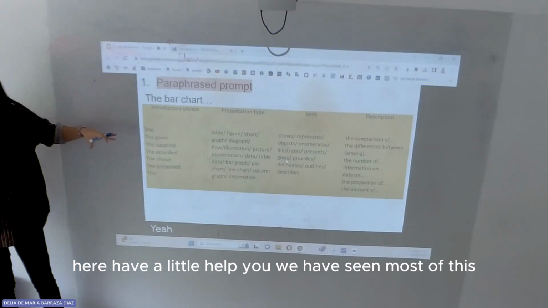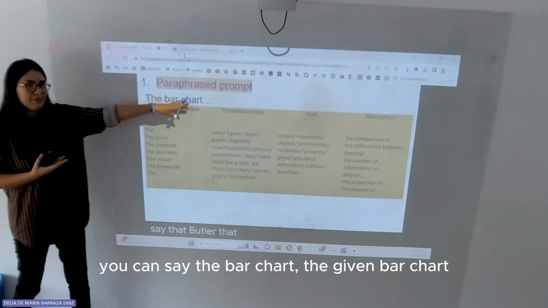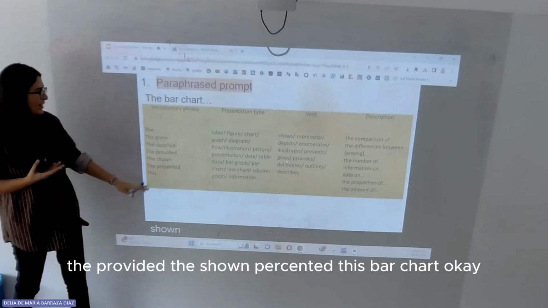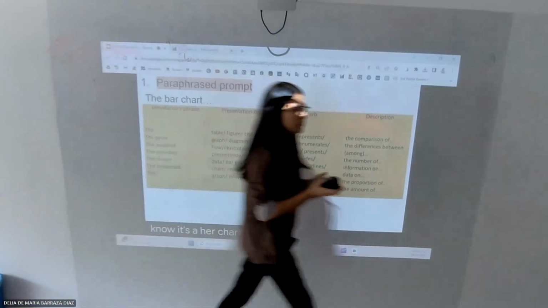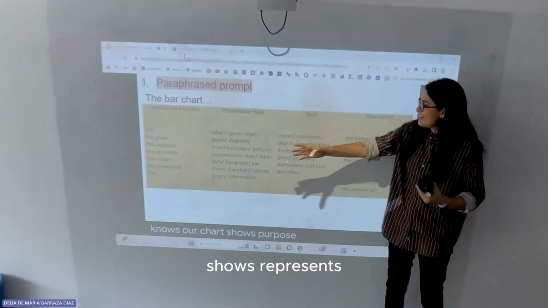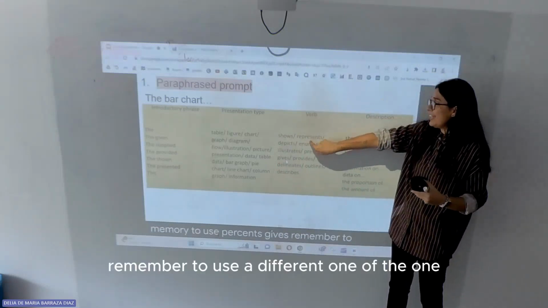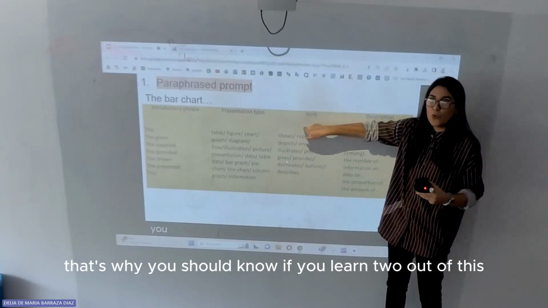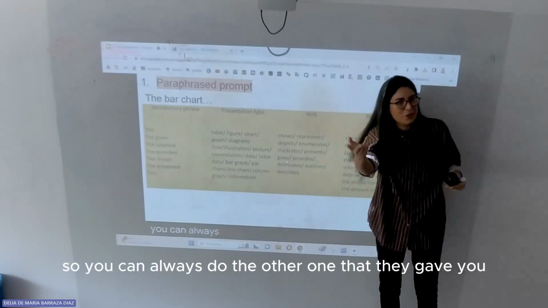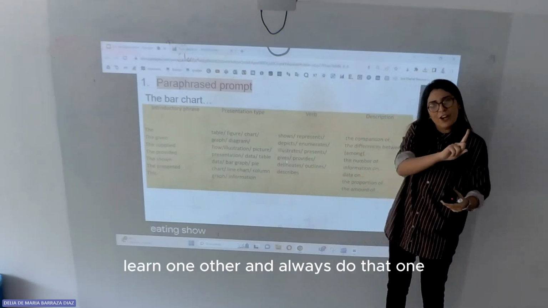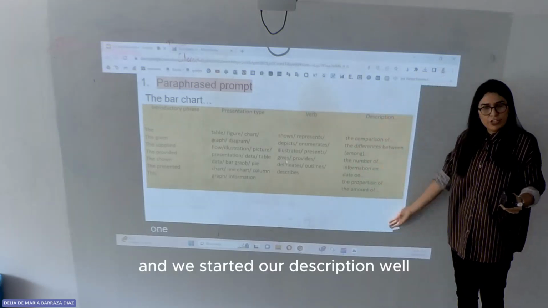Now, here I have a little video to help you. We have seen most of this. You can say the bar chart, the given bar chart, the provided, the shown, presented these bar charts. Okay, you already know it's a bar chart. Shows, represents, depicts, enumerates, illustrates, presents, gives. Remember to use a different one than the one they give you. So that's why you should know, if you learn 2 of these, that'll do. Because you can always do the other one that they gave you. If they give you show, learn one other and always do that one. You'll be fine.